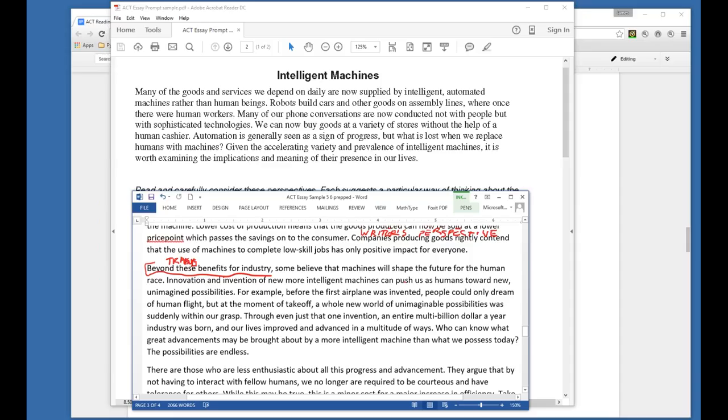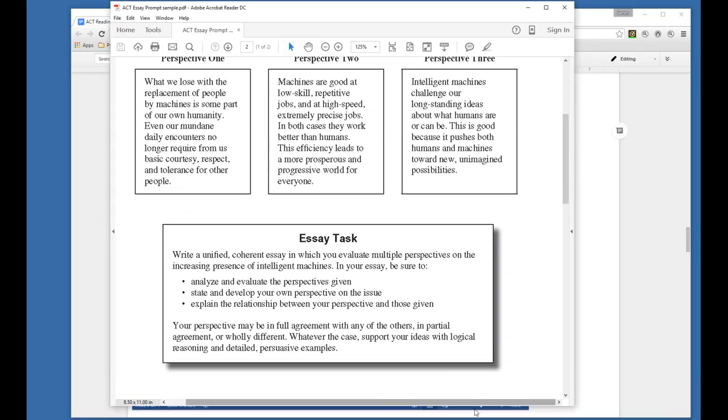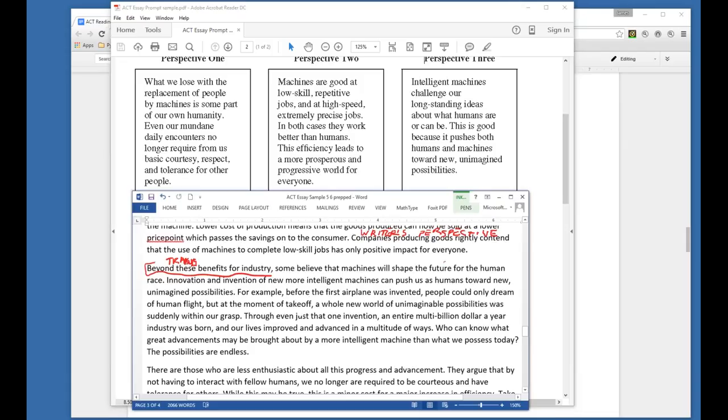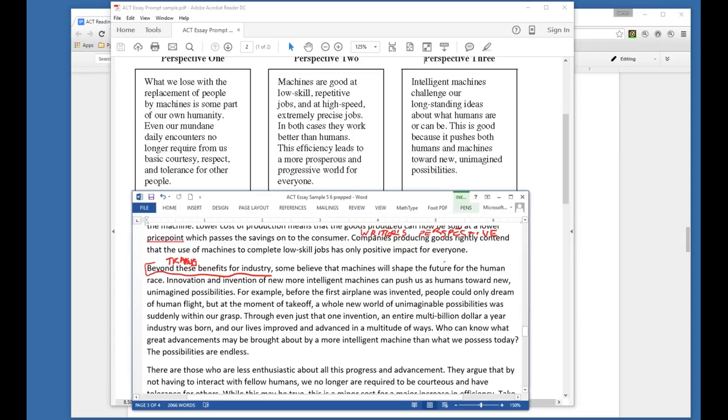Some believe that machines will shape the future for the human race. What perspective are we talking about here? Which one thinks that machines and humans are going to have an unimagined future? That's right, perspective three. I'm going to put that back up so you can see perspective three. So this is P3.